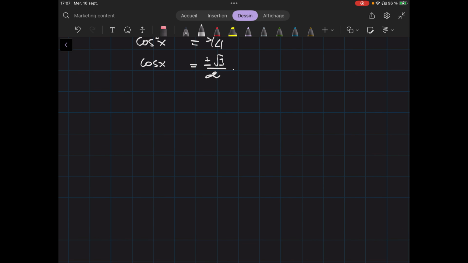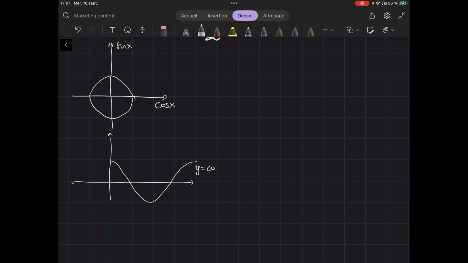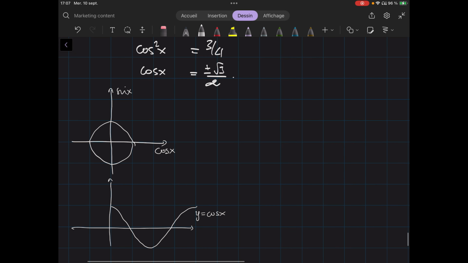Now we want to solve two equations: cos of x equals root 3 by 2, and cos of x equals negative root 3 by 2. I highly recommend sketching out the unit circle. If you're more comfortable dealing with functions, then alternatively, you can also sketch out the curve y equals cos of x to help you solve the equations.